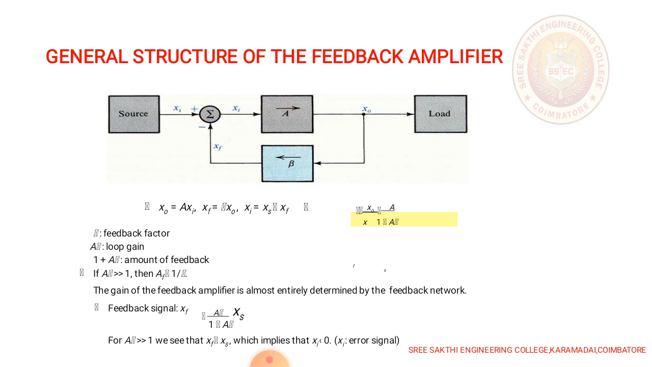If A beta is very much greater than 1, then Af is approximately equal to 1 by beta. The gain of the feedback amplifier is almost determined by the feedback network. The feedback signal Xf is equal to A beta by 1 plus A beta into Xs. For A beta very much greater than 1, we can see that Xf is approximately equal to Xs. Then the output of the mixer stage, that is Xi, is equal to 0, which is called the error signal.